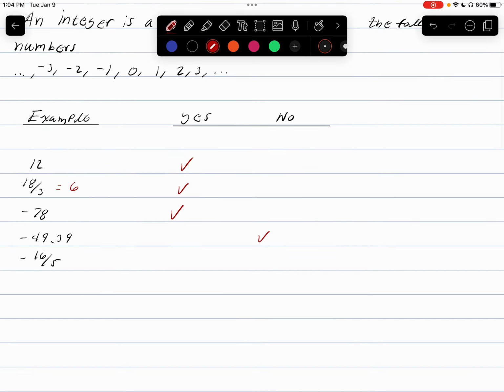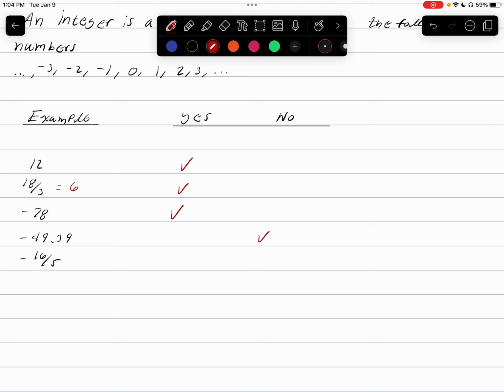Okay, now let's look at negative 16 over 5. Now, you may be tempted to try and simplify negative 16 over 5 like we did 18 over 3, and in reality, that's a good strategy to see if you can simplify it. But the one thing we're looking for is that we can cleanly divide 16 by the number in the denominator. The only way we're going to get an integer is if we can cleanly divide the numerator by the number in the denominator.